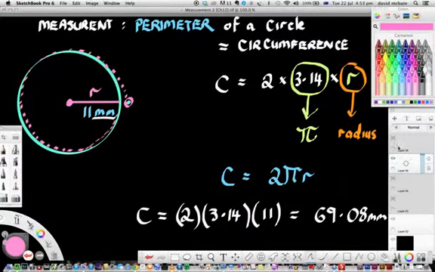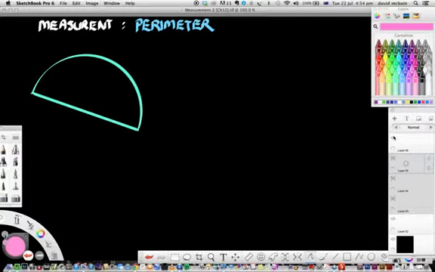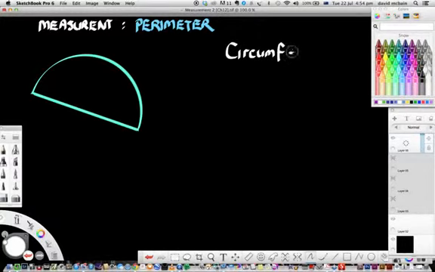Okay, our final example we're going to do in this video is this one. So this is half a circle. So remember from our previous example, the circumference of a circle, which is the whole way around a circle, equals 2 times pi times the radius of the circle, which is r.